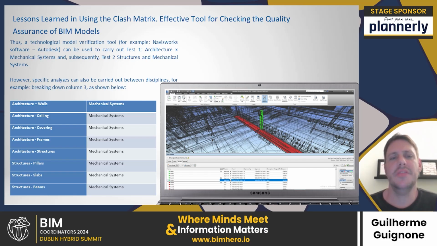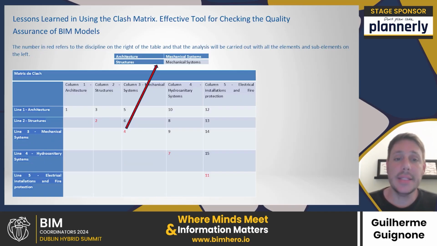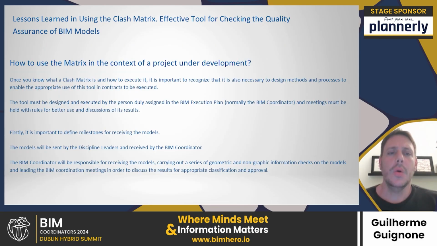However, specified analysis can also be carried out between disciplines. For example, breaking down column 3, as shown below. The number in red refers to the disciplines on the right of the table, and the analysis will be carried out with all the elements and sub-elements on the left. How to use the matrices in the concept of a project under development.